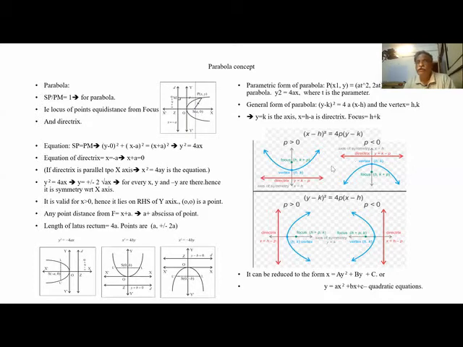Let us see if the vertex is at hk. This is the vertex, the point is hk. And what is the focus point? Suppose it is at a distance p. H plus p is the focus and y is k. And here the directrix is h minus p. So let us take the general equation for this. Let us find out y minus k whole square is equal to 4p into x minus h. Let us see how it has come.